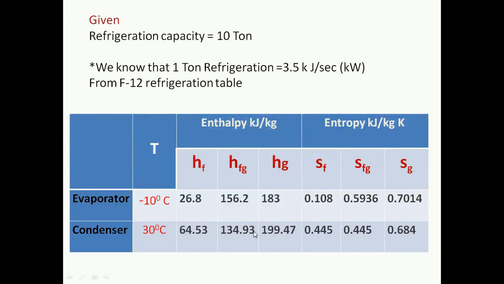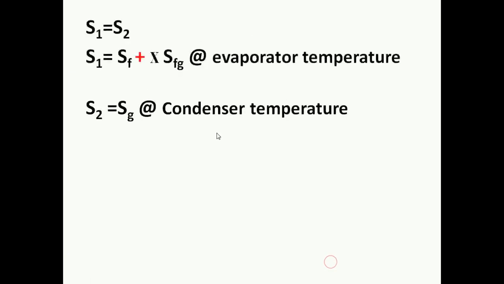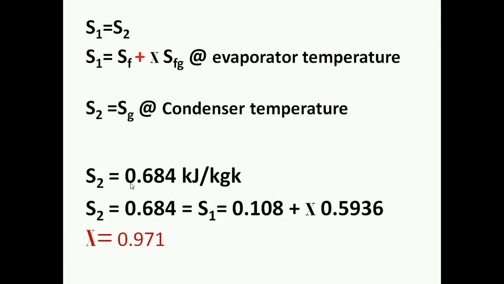In the previous table you have this one. See, the condenser temperature Sg value you have here, this is S2, and the same thing you want to equate with Sf plus x Sfg. This value you have to note down, then only you can calculate the x value. Once you are familiar with that, you put all the values from the table.